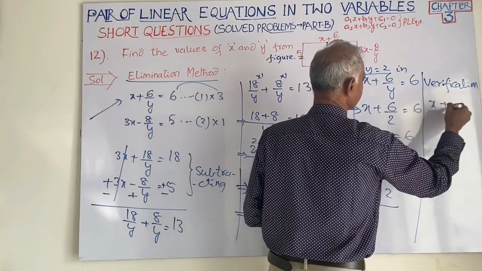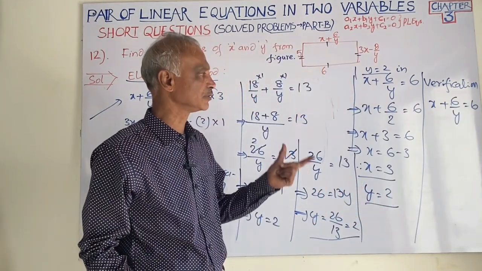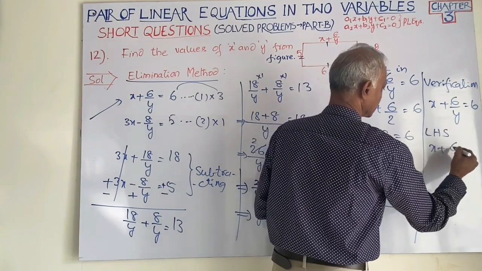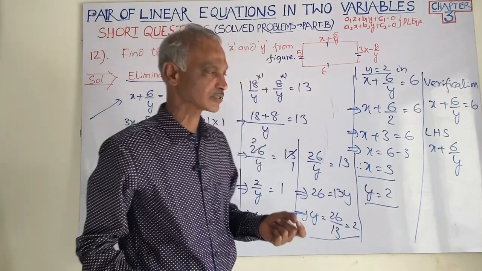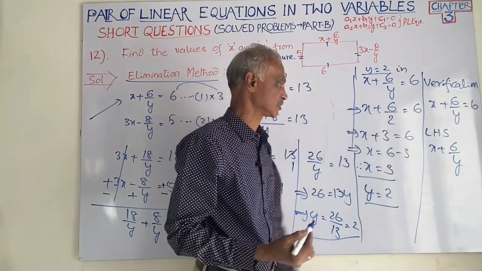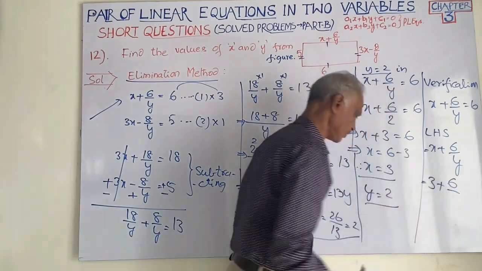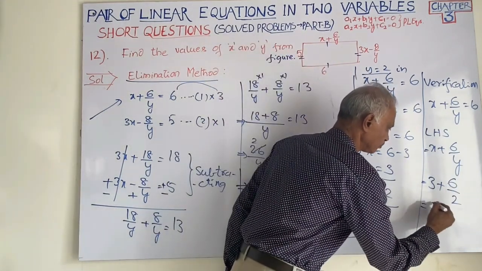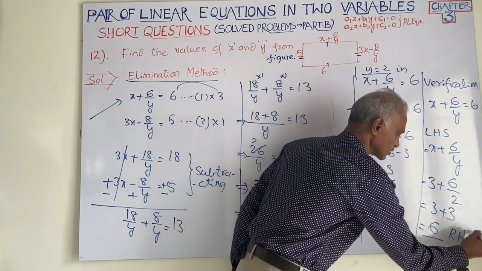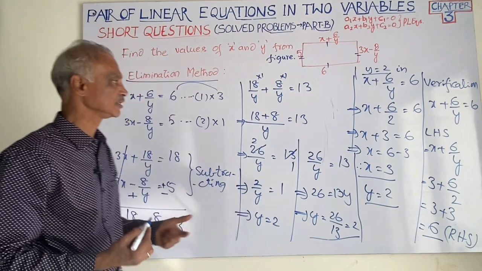I will take this equation, x plus 6 by y is equal to 6. I will take LHS and you should get RHS. What is LHS here? LHS is x plus 6 by y. When you take LHS, you substitute the values of x and y, and you should get RHS. What is the value of x? 3 plus 6 by, what is the value of y? 2. 6 by 2 means 3. You got 6, and this is RHS. When you take LHS, you got RHS, that is 6. Yes, our answer is true.